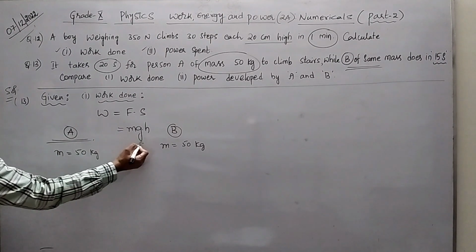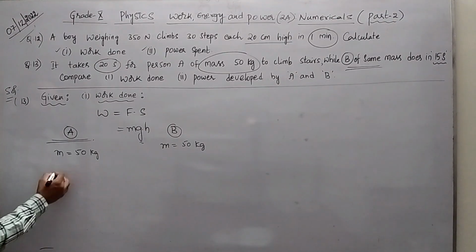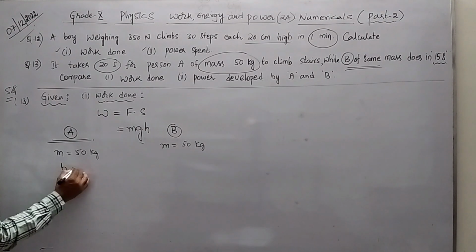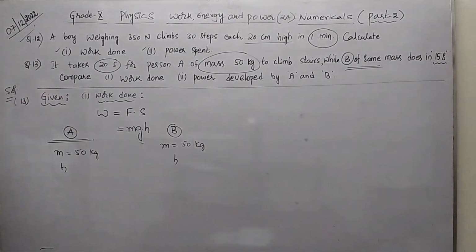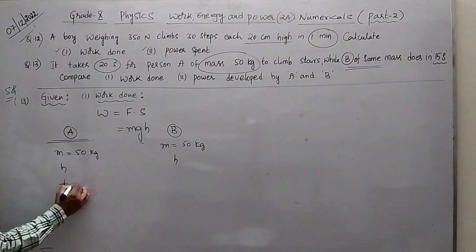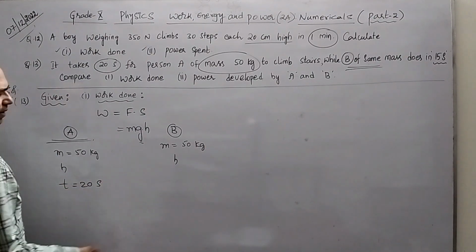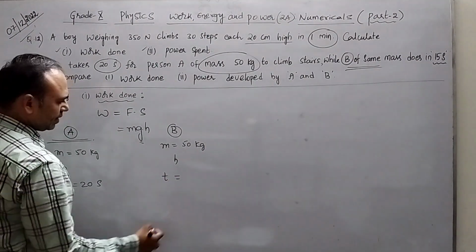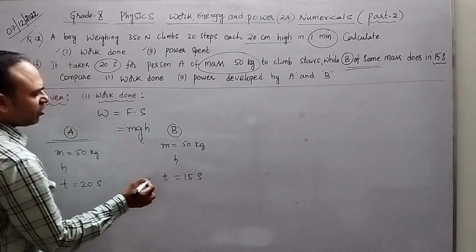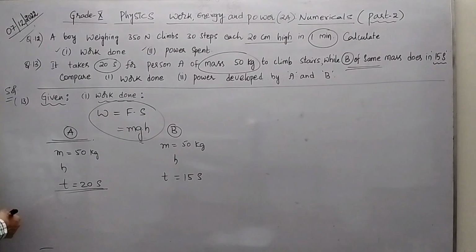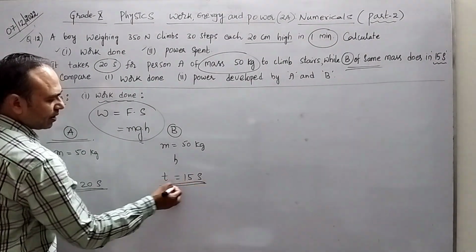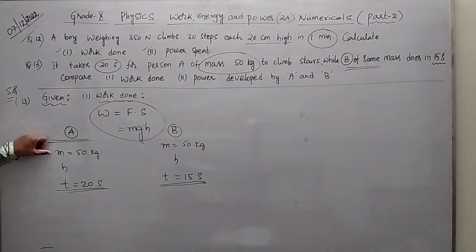Now the g value also remains the same, and they have mentioned the displacement h also will be the same. So let us write h and h only. Now what is given? The time taken to complete the work is 20 seconds, and here the time taken to complete is 15 seconds. But a very important thing: work is not at all depending on your time. How much time is taken does not matter, but here because mass is the same and displacement is the same, g is also the same.